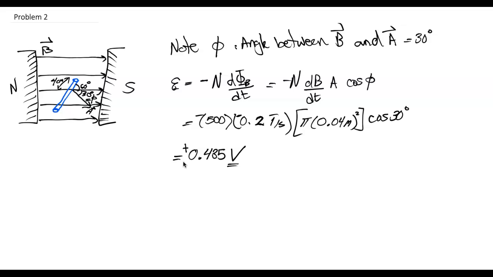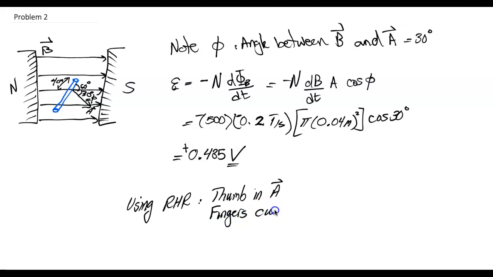So if we look at the vector in the picture to the left here, and we put our thumb in the direction of A, we notice that our fingers will curl in somewhat of a clockwise rotation. So using the right hand rule, the thumb in the direction of A, fingers curl clockwise.